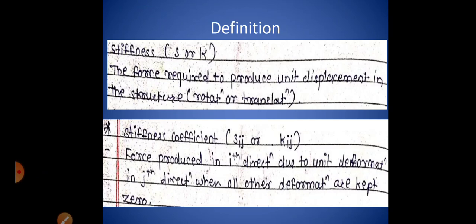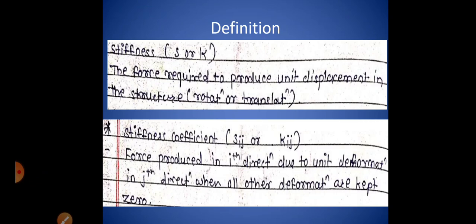First definition is stiffness. It will be denoted by S or K. It is the force required to produce unit displacement in the structure, and you know the displacement may be rotation or translation. Now the second definition, stiffness coefficient, it will be represented by Sij or Kij.